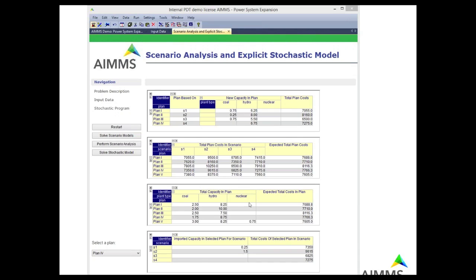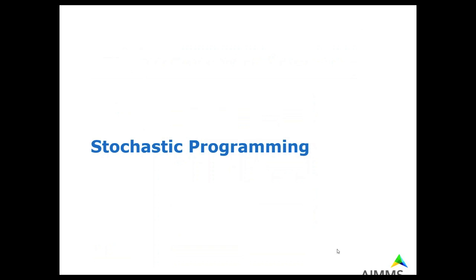And we can already notice that the plan based on the stochastic model gives a qualitatively different solution, because this solution not only invests in coal and hydro capacity, but also the nuclear capacity is now involved. This qualitatively different solution tries to make a trade-off between all the four situations represented by our scenarios.